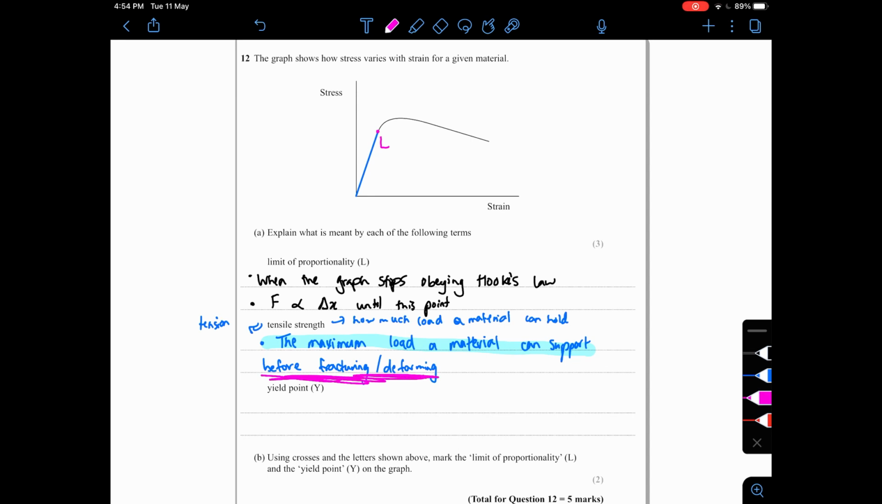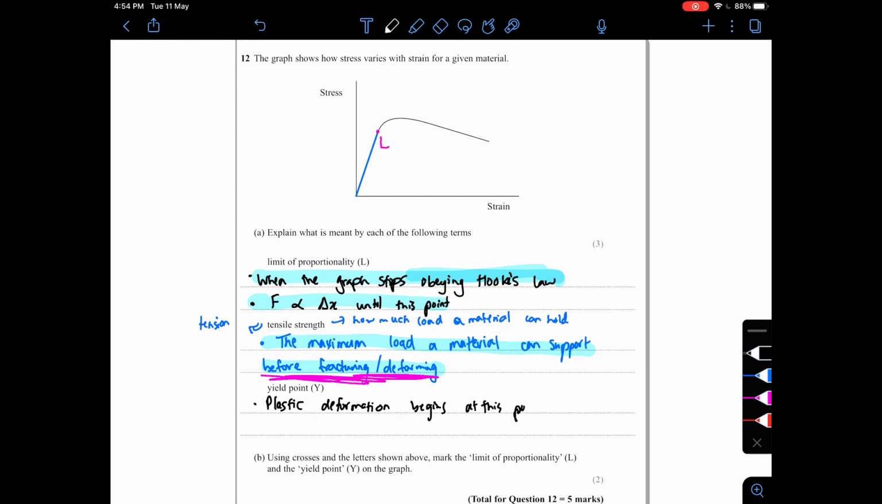Now that's the key point here, right? So these were the other definitions that we had earlier. Okay, so the yield point. Now, the yield point, to put it simply, is where the plastic deformation begins. Now, what does that mean visually at this point?